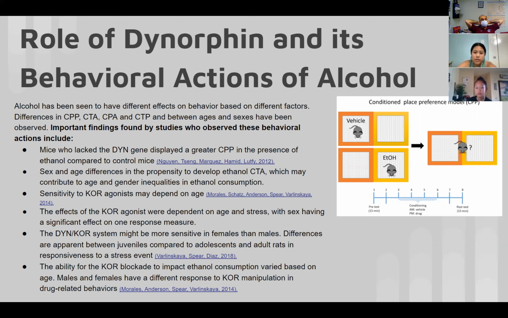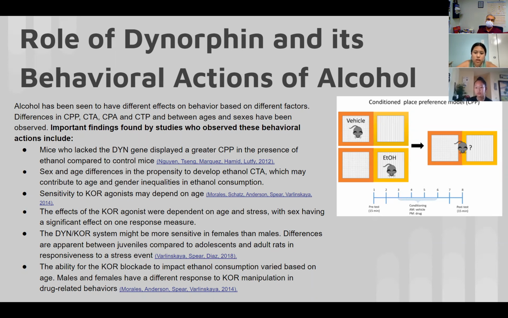The effects of the KOR agonists were dependent on age and stress, with sex having a significant effect on one response measure. Activation of KOR suppressed social behavior at all ages in non-stressed rats, although sensitivity to the suppression varied with age. The DYN-KOR system might be more sensitive in females than males because of an increased susceptibility to psychopathologies that may contribute to the increased negative consequences to the abuse of drugs.